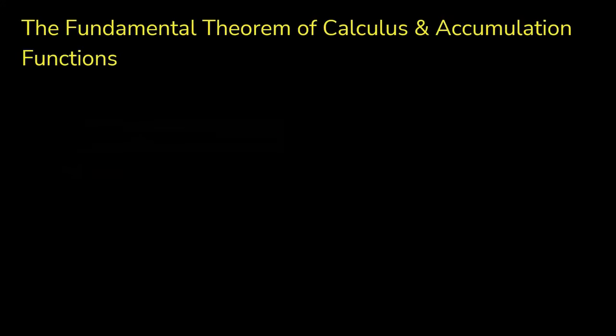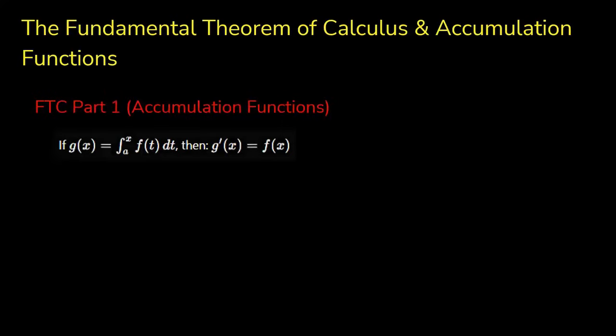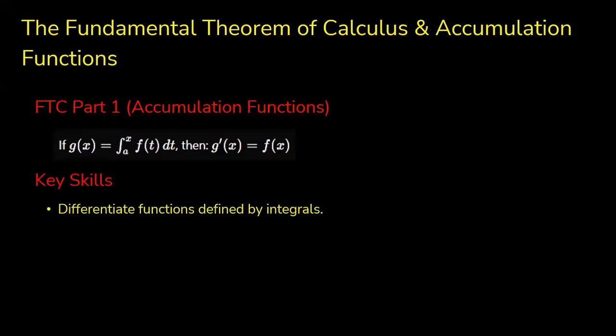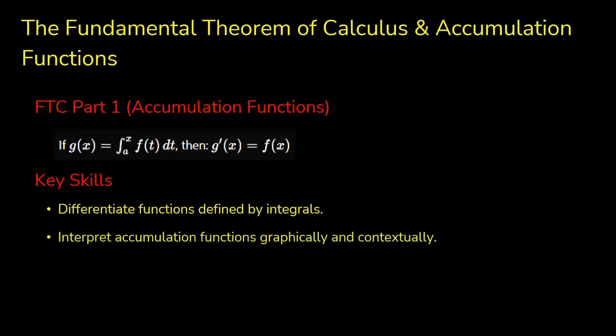Now, the Fundamental Theorem of Calculus, Part 1. This is where derivatives and integrals begin to connect. So if g is equal to the integral from a to x of f of t dt, then the derivative of g is equal to the integrand f of x. This means the derivative of an accumulation function is just the original rate function. On the AP exam, you may be asked to differentiate a function defined by an integral or interpret what that derivative means in context, as well as interpret accumulation functions graphically and contextually.